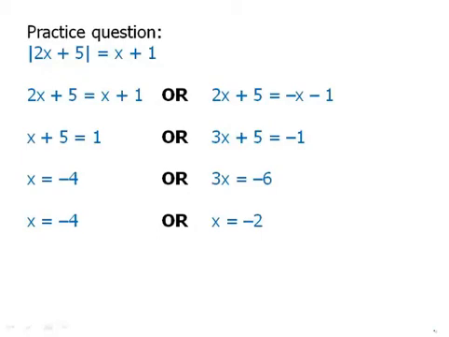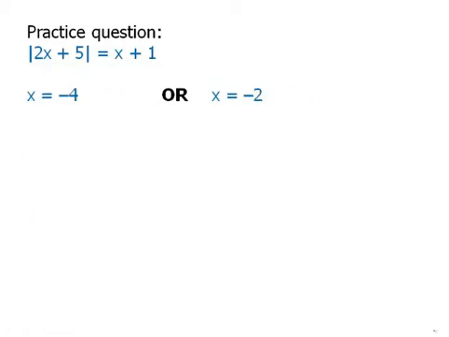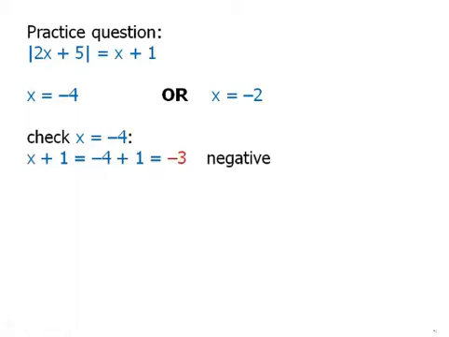So these are our roots. So we have to check these roots now. Check the first one, x equals -4. When we plug it into x plus 1, we get -3. That's a negative number. So we don't even have to plug in to the absolute value because we know that the absolute value can't have an output that's negative. So this answer doesn't work.